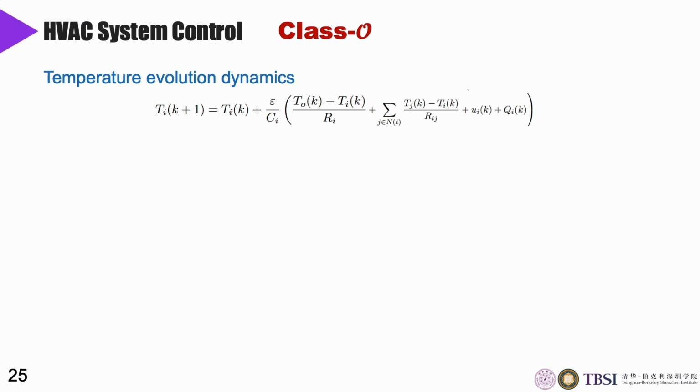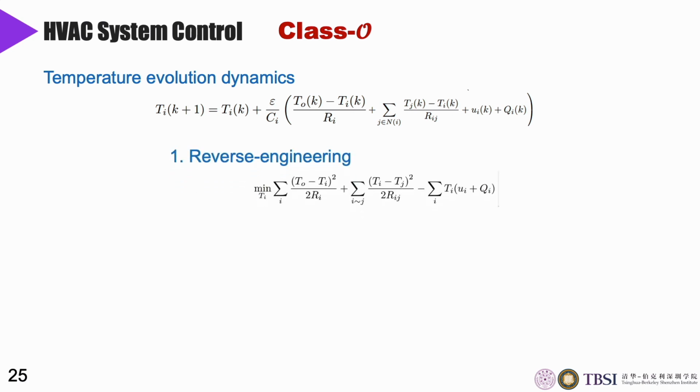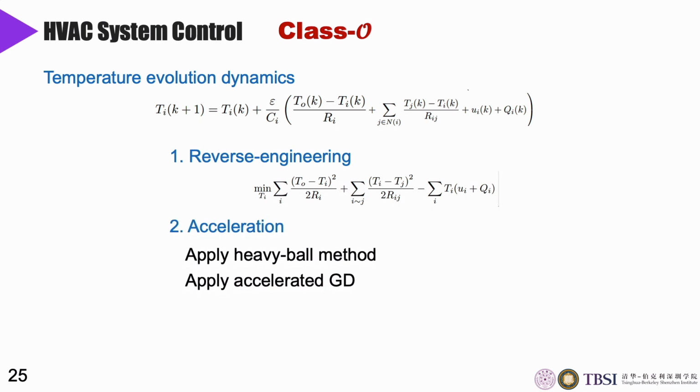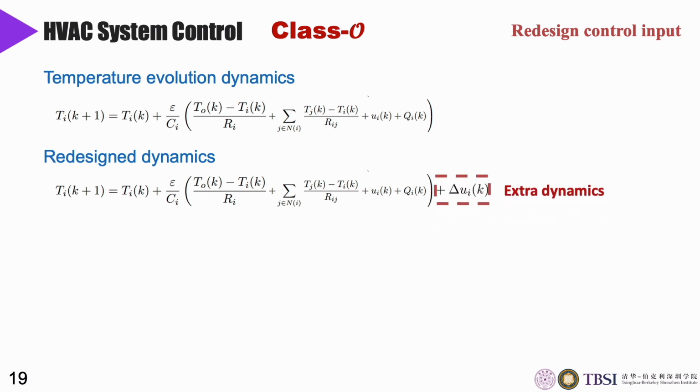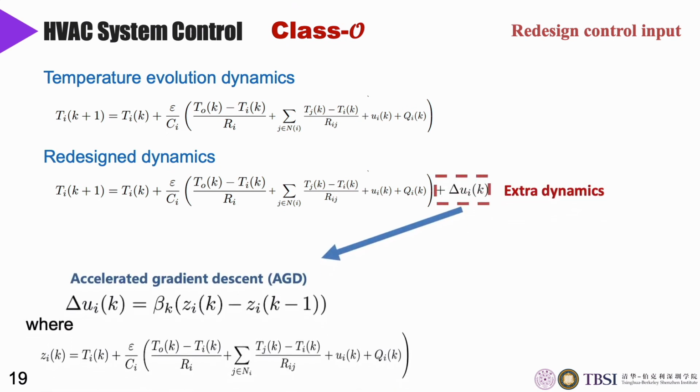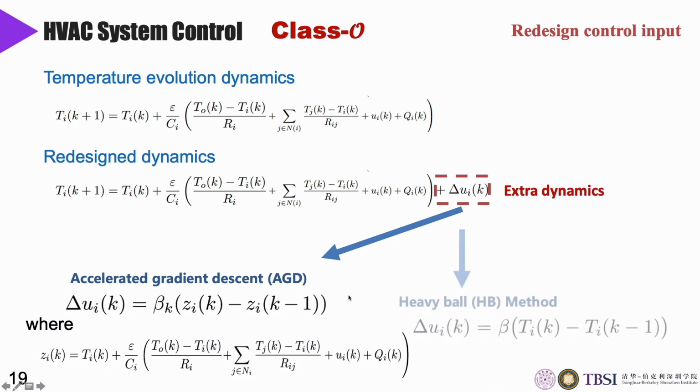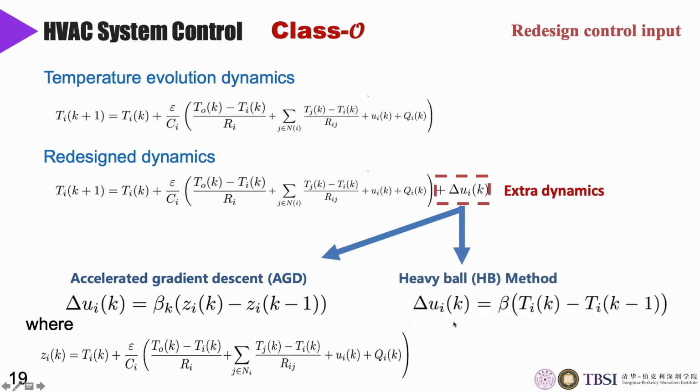Third case, HVAC system control. We follow the same reconfiguration steps. First, we do reverse engineering, then acceleration, and finally implementation. And we can obtain the extra dynamics. For HD method, it is like this. And for HB method, extra dynamics is written as this.